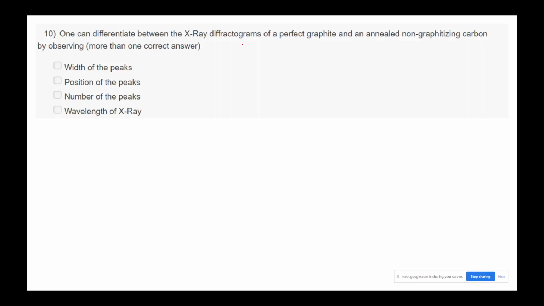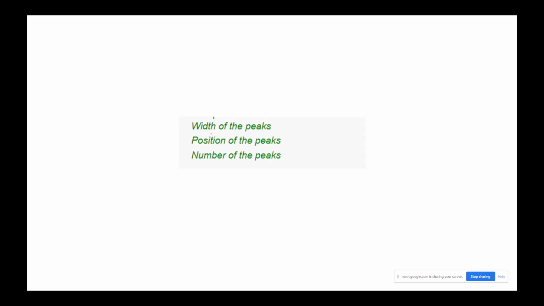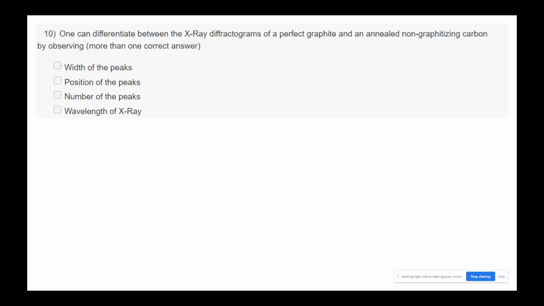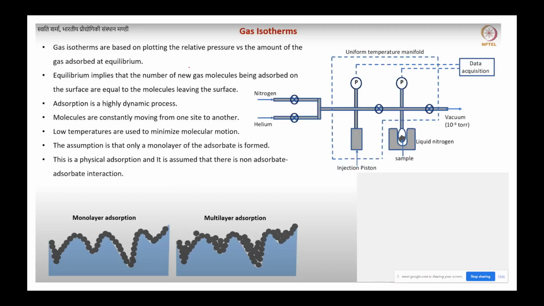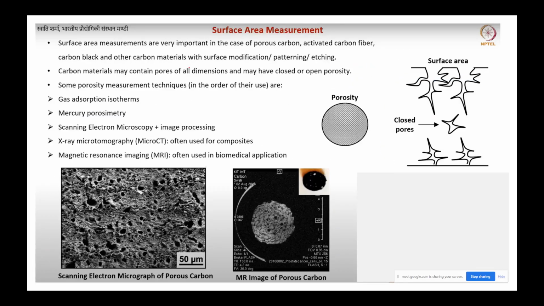One can differentiate between the X-ray diffractogram of a perfect graphite and an annealed non-graphitizing carbon by observing more than one feature. With non-graphitizing carbon, the width of the peaks will vary, the position of the peaks will vary, and the number of the peaks can also vary. Not the wavelength of the X-ray. The width, position and number of peaks will differ between these two different materials.